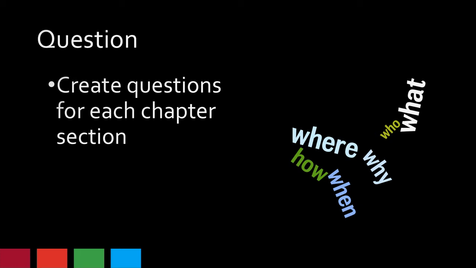This is a key step in reading for a purpose. You need to know what you hope to learn by reading each part of the chapter. Look at the first chapter heading. Now, make up a question that you will answer by reading. Use who, what, where, when, and why questions.